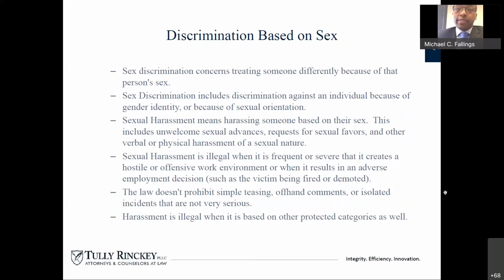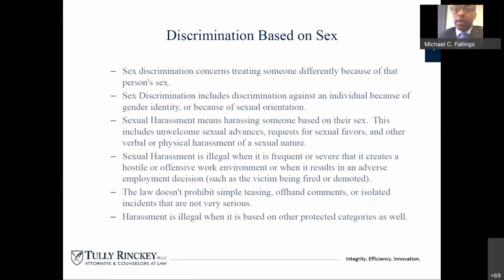Discrimination based on sex. Discrimination based on sex concerns treating someone differently because of that person's sex. Sex discrimination includes discrimination based on gender identity or sexual orientation. This also includes sexual harassment, which means harassing somebody based on their sex. This means that the person is subject to unwelcome sexual advances, requests for sexual favors, or other verbal and physical harassment of a sexual nature.